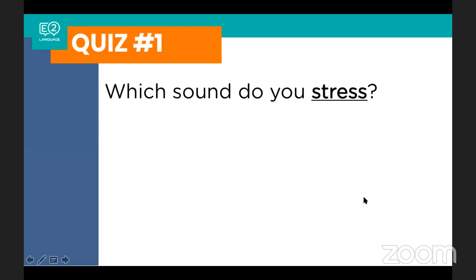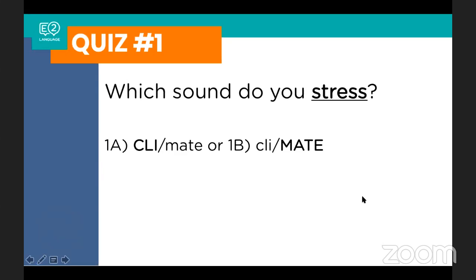Now, I want you to listen to how I say this and tell me which one is correct. Do I say climate or climate? Is it A or B? Where is the emphasis? Is it on the first syllable or the second syllable?